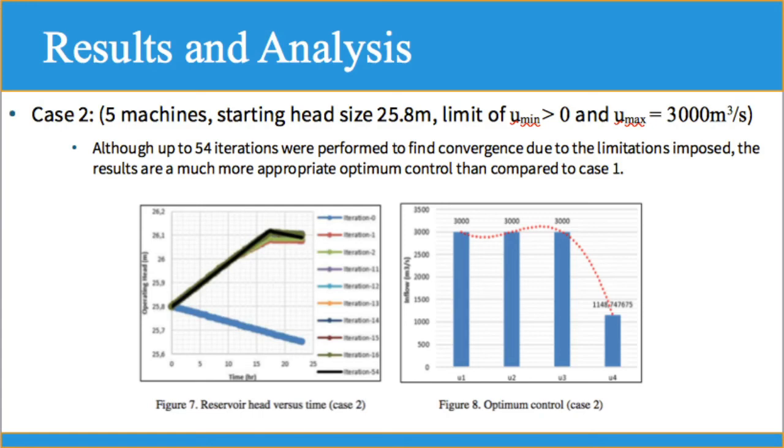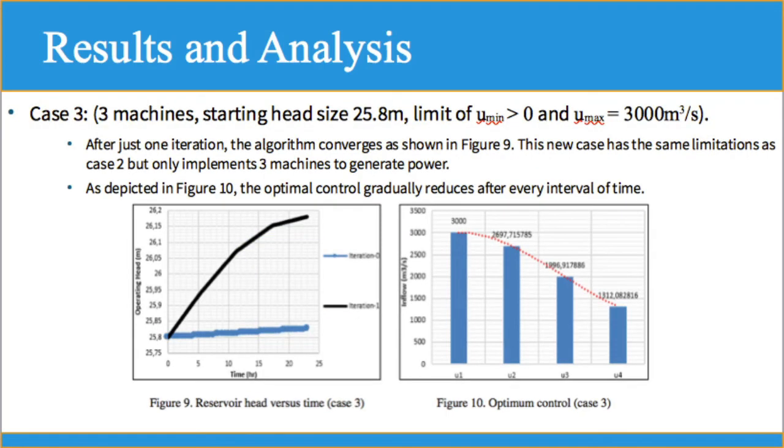You can see that the maximum is reached at the first 3 intervals, and then tapers down to 1,100 meters cubed per second. So it shows a much more controllable, reliable source for power. And here we still have that same limitation at 3,000 meters cubed per second, but here we're limiting ourselves in that only 3 machines are being used, 3 turbo alternators, to convert that water flow into electricity.